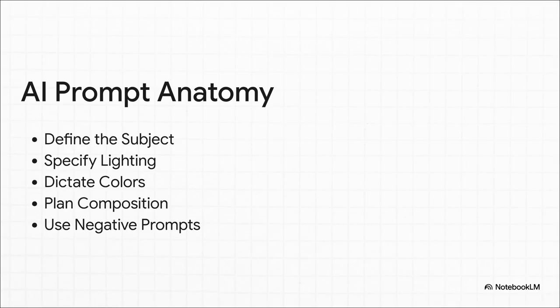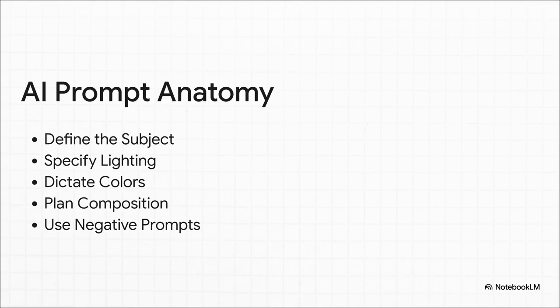But to get a usable result out of these tools, you absolutely have to master the anatomy of a prompt. You can't just type, "make a cool image" and expect gold. First, define the subject clearly, like product unboxing. Next, specify the lighting. Use words like dramatic or professional studio lighting. Then, dictate the colors by asking for vibrant, high contrast. Fourth, plan the actual composition by explicitly telling the AI to leave empty space on the left for text.